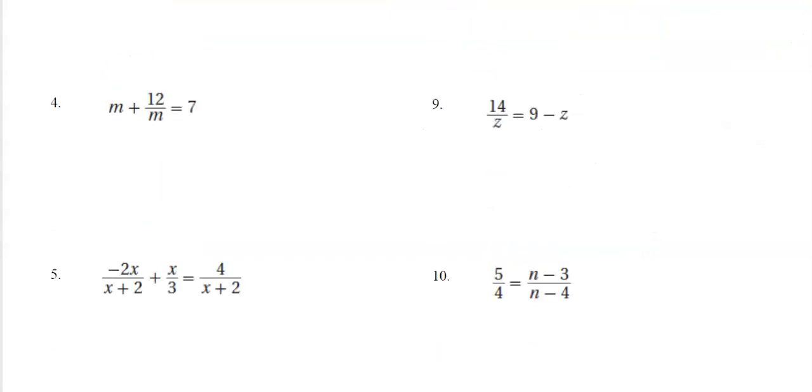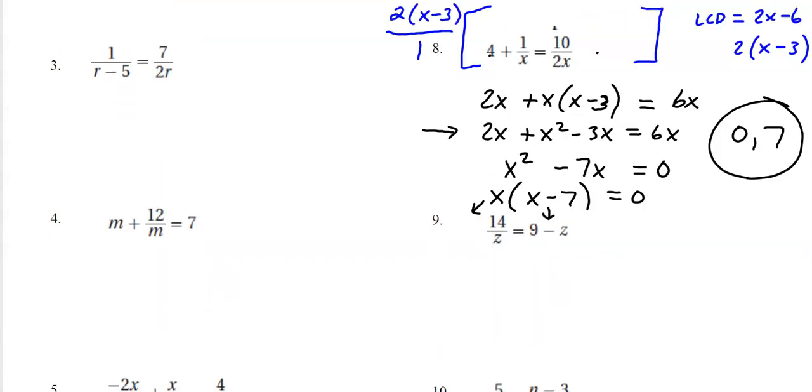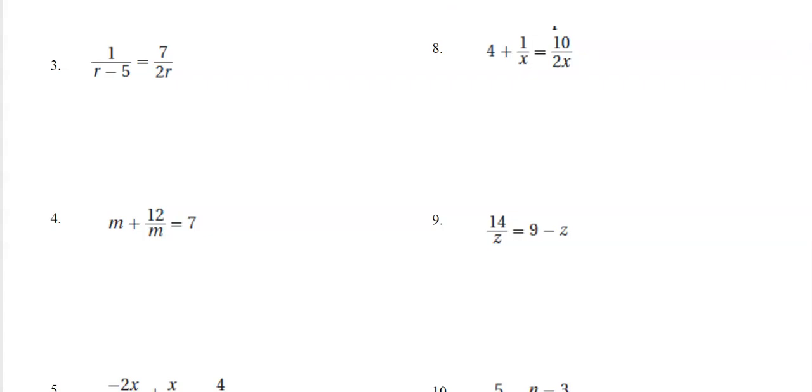Let's move on down. Let's bust out number 8. So again, if it helps you, think about this 4 as having just a 1 underneath. So I have a 1, an x, and a 2x. So my LCD is 2x. So 2x times 4 is 8x. Cancel out your x's. I have 2 times 1.